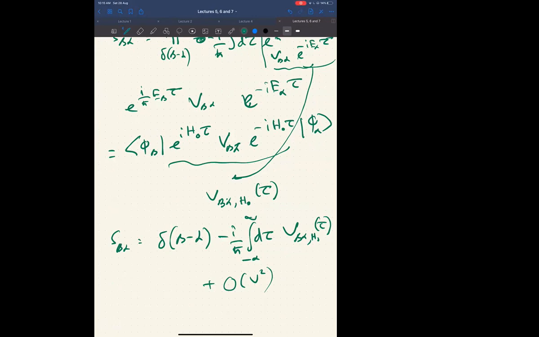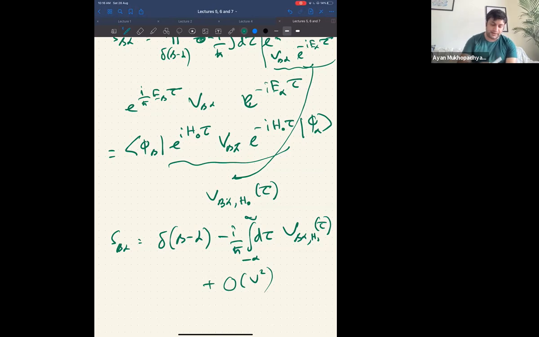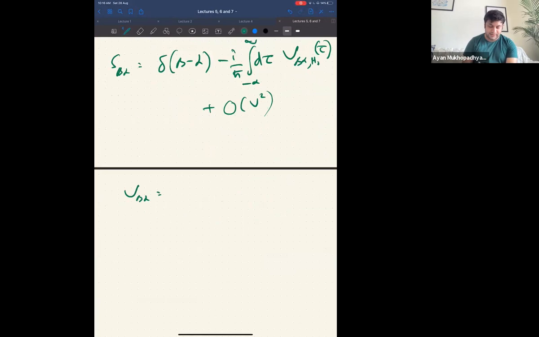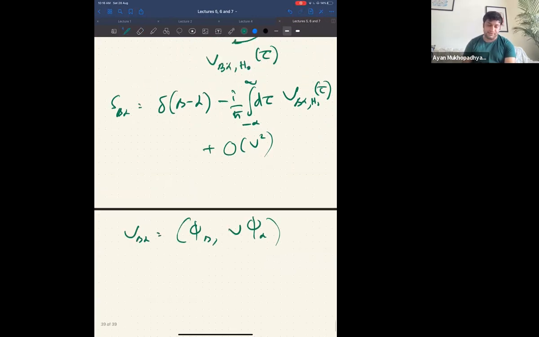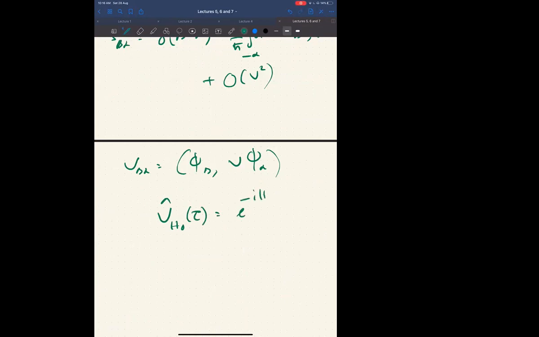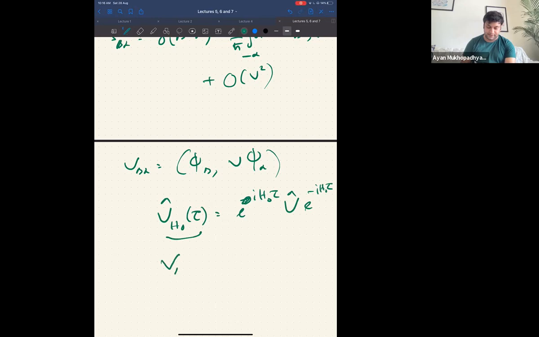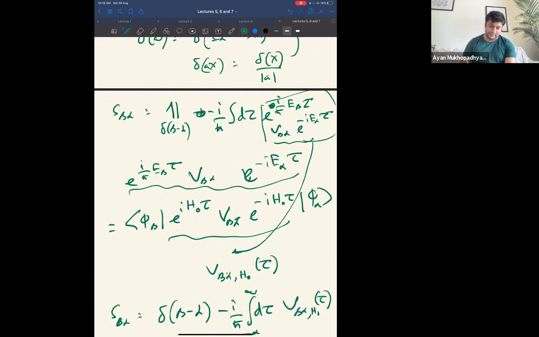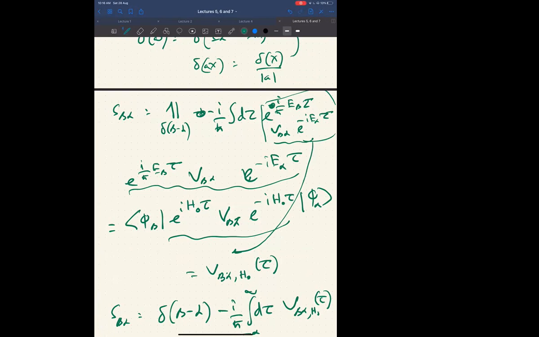Sir, can you explain the expression on top of this, the S beta alpha? Okay. Look, what was this object V beta alpha by definition? By definition, this is simply the matrix element of phi beta V phi alpha, right? Now, what am I doing? I'm computing the matrix element of V in the H0 picture at tau. So what is V in the H0 picture? Okay, and now if I compute this beta alpha element, I get this object, which I wrote here. So this is equal to nothing but V beta alpha H0 tau. But you are not asking about this, sorry. What were you asking about?